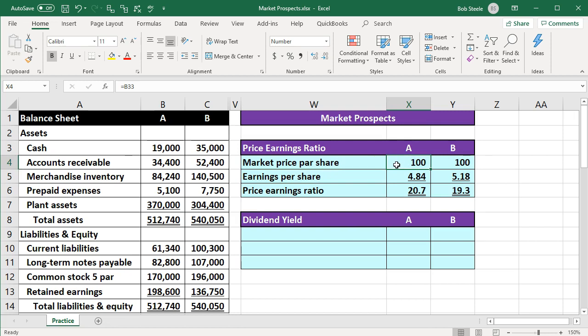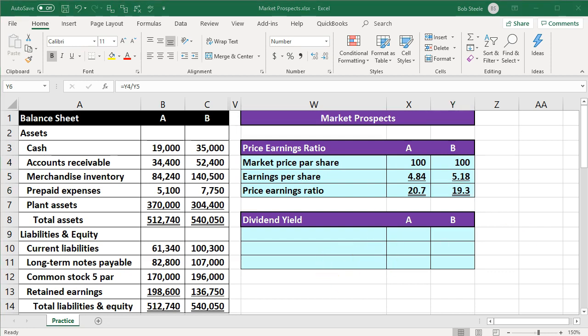And so therefore you're trying to say, well, here's the price of the common stock. How many times over is the price of the common stock compared to the earnings per share that we're buying? So per $100 share, what are the earnings per that $100 share? And then you would say, okay, it's going to take 20.7 times that earnings to get to the market price. This one is going to take only 19.3 times the earnings to get to the market price. So in this case, B, you would think would be better from an investment standpoint.